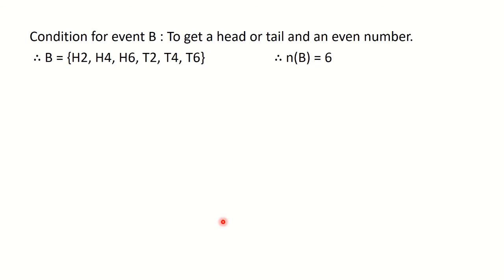Condition for event B now, to get a head or tail and an even number. Okay, so either head or tail and even number. So from first line you take head and all even numbers, that is H2, H4 and H6. And from the second line, tail and even numbers, so T2, T4 and T6. In this way 3 plus 3, 6, you have 6 sample points. So n of B is equal to 6.